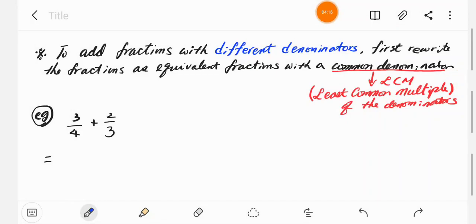When you add fractions with different denominators, you cannot add the numerators directly, because first we need to rewrite the fractions as equivalent fractions with a common denominator. The common denominator is the least common multiple of the denominators. So we always have to make the denominators the same, using the LCM of the denominators.